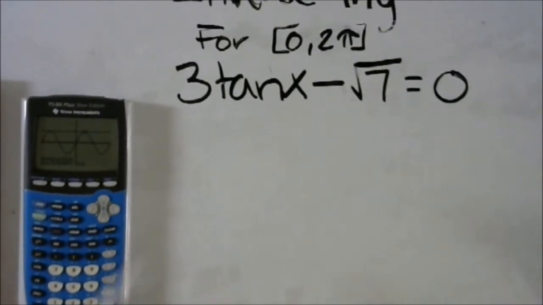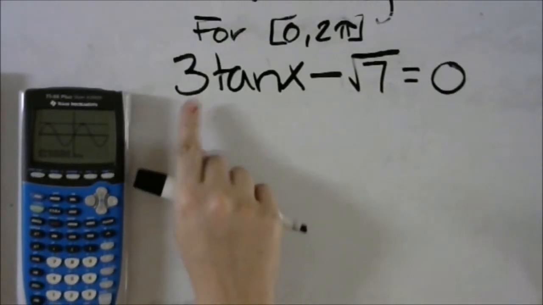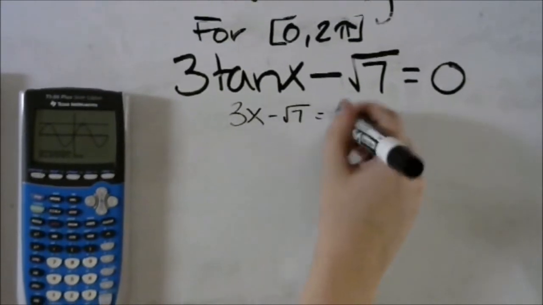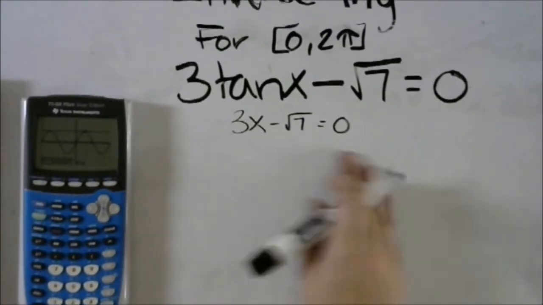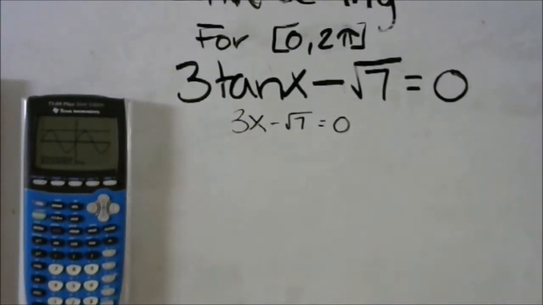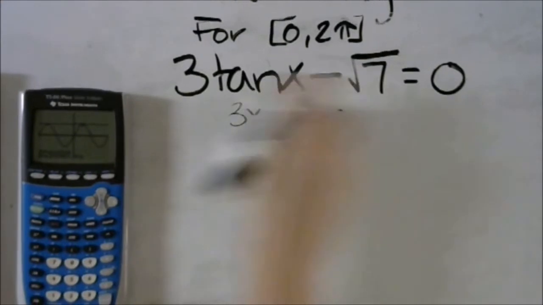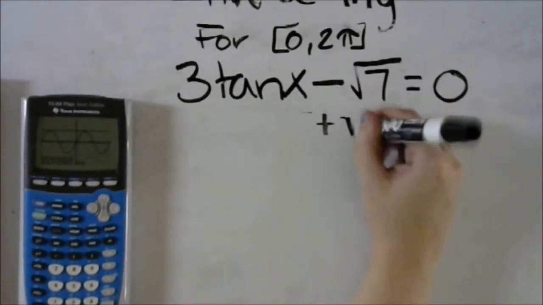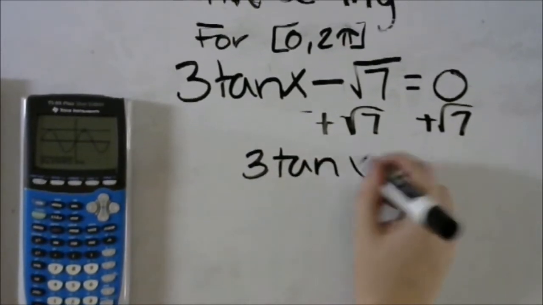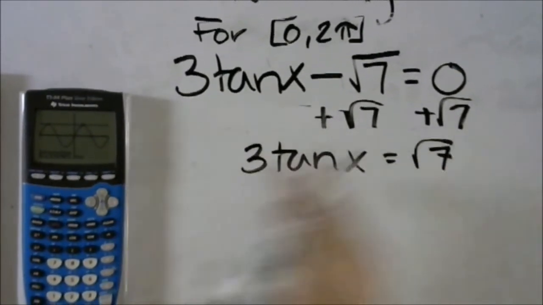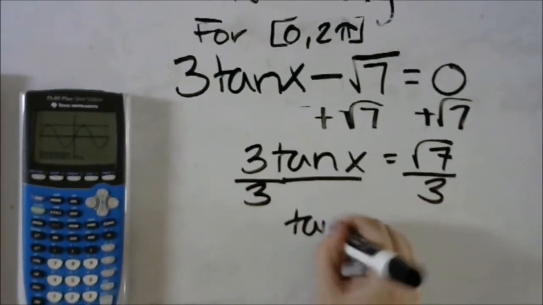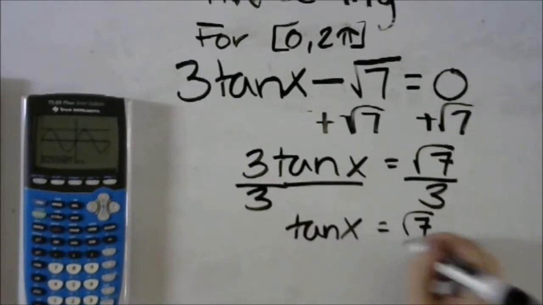Well, we're going to take it very similar to a linear function. Imagine this just said 3x minus rad 7 is equal to 0. We would solve this problem in 2 steps. Add rad 7 to both sides and divide both sides by 3. Except this time it says 3 tan x. So we're still going to add rad 7. 3 tan x is equal to rad 7. We're still going to divide by 3. Tan x is equal to rad 7 over 3.